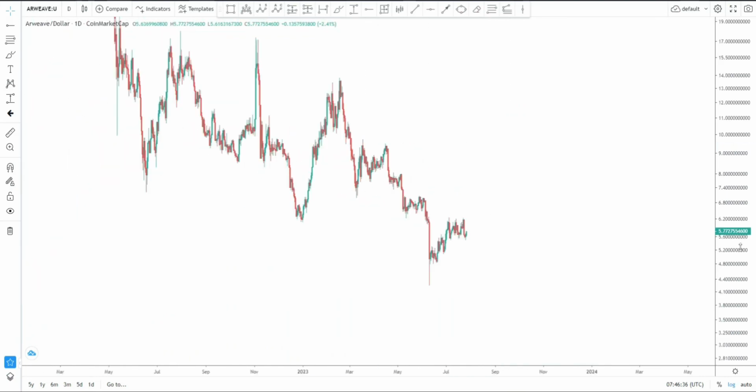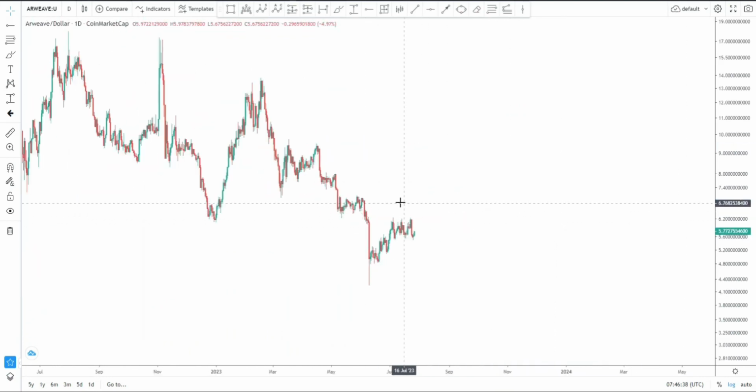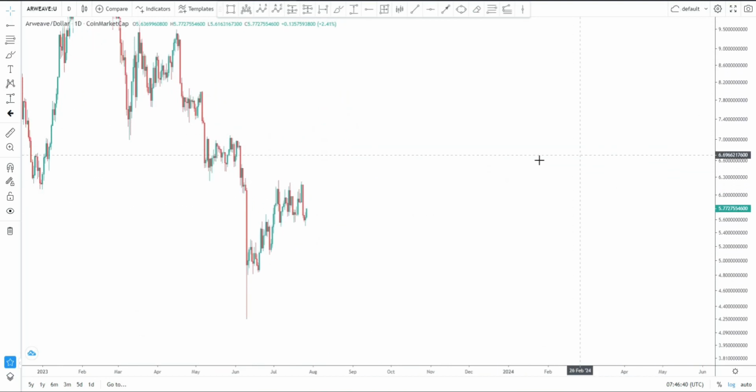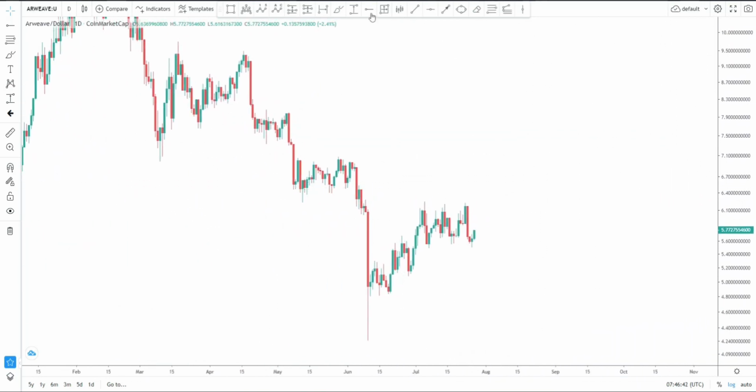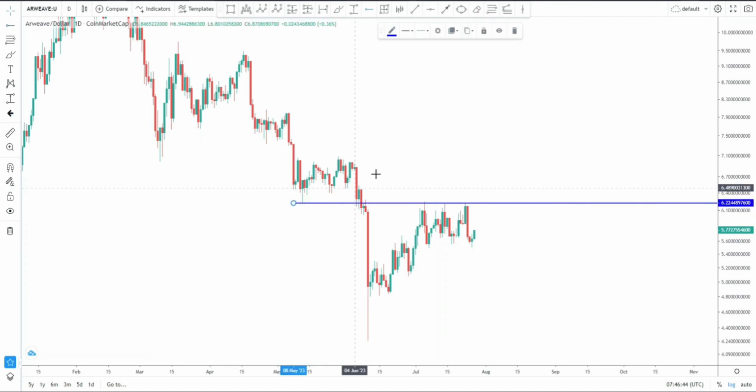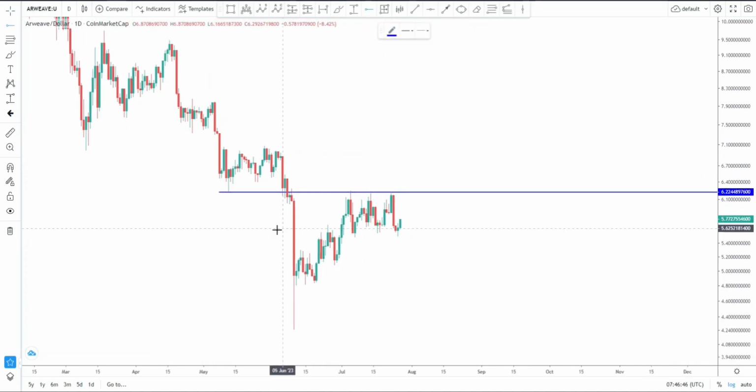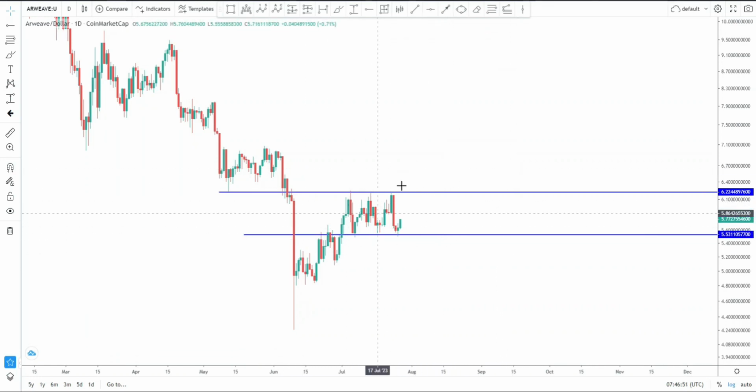Without me running my mouth too much, let's quickly jump into the price. Let's start here on a daily time frame. What we can see is we are sort of stuck in a range, right? Look at this. We have got resistance at the top, and at the very bottom, we also have somewhat of a horizontal support right here. So we are in a range at the moment.